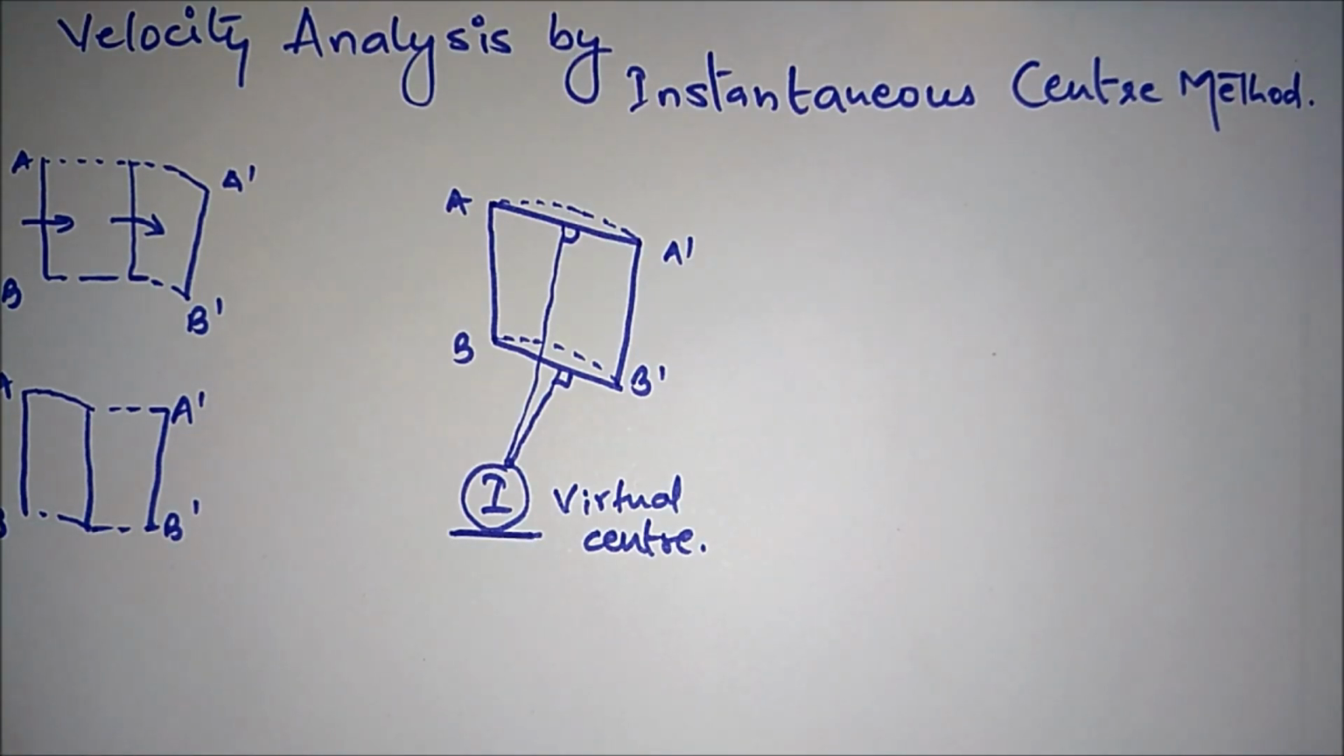In any mechanism, a four-bar mechanism, a slider mechanism, any mechanism, we need to find the instantaneous centers. After that we need to solve the problem and find the velocity of any point or the angular velocity of a link, which we are going to see in our next videos.